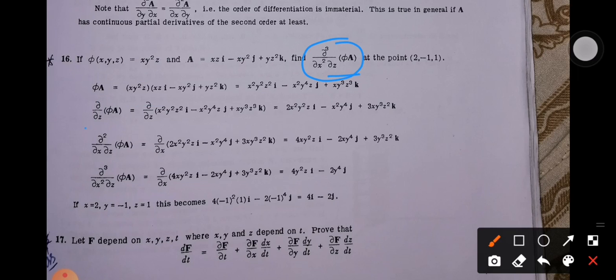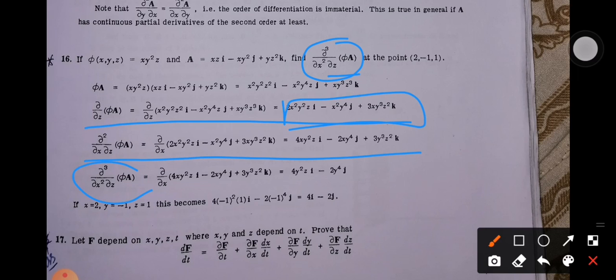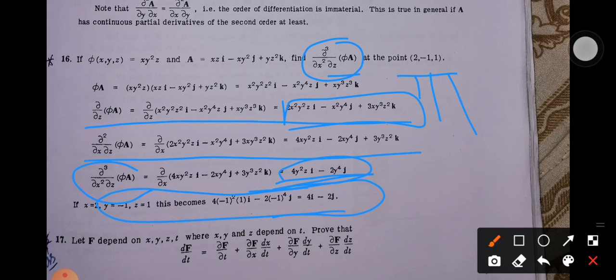So the derivative with respect to z is defined over here, and then we are going to take the derivative of the answer with respect to x and again with respect to x. So here is the final answer, and now you are going to put the point 2, -1 and 1, that is x is equal to 2, y is equal to -1, and z is equal to 1. So inserting the values over here, we get the answer to be 4i cap minus 2j cap.